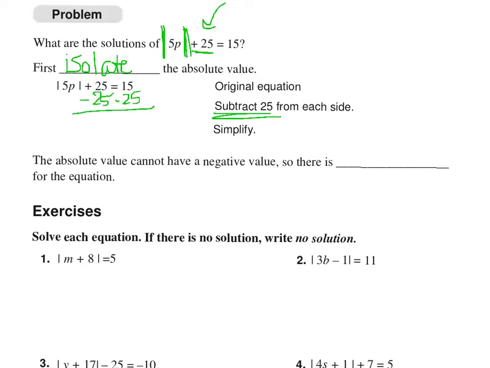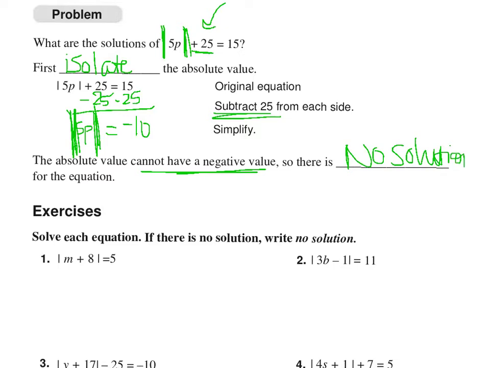And when I do, I'm going to get the absolute value of 5p is equal to -10. Now, can I drive absolute value -10? No, I cannot have a negative value, so there is no solution. Now remember, that is the exception, not normal. So it happens, but not that often.